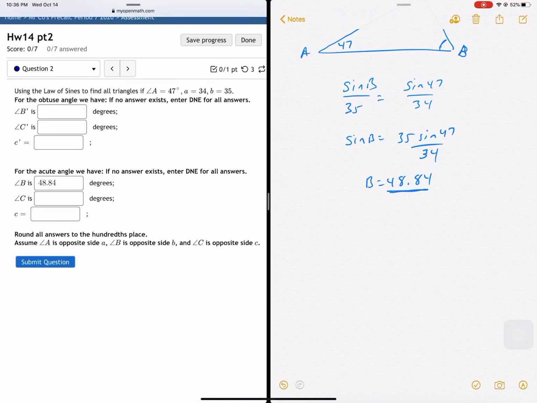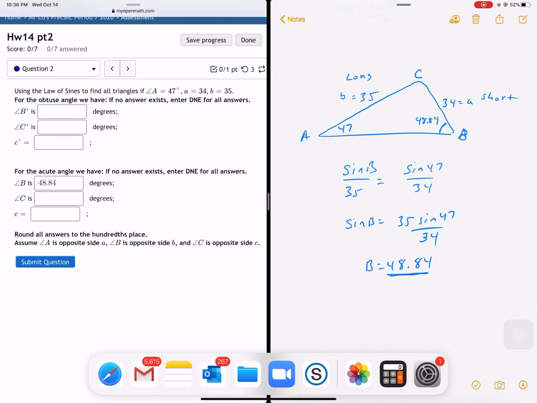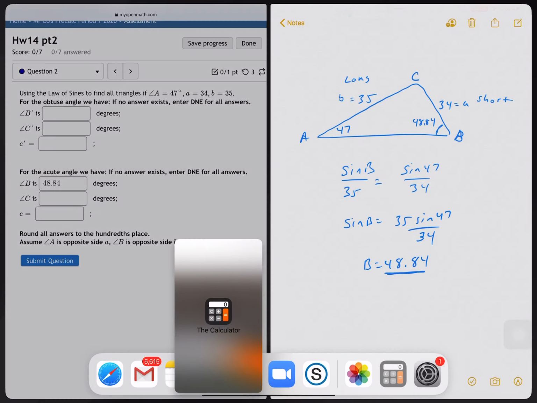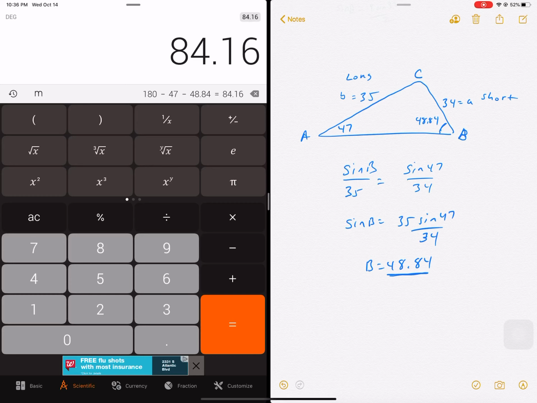Let's go ahead and follow up with finding the angle C, A, B, and that's C. We know two angles, we can always find the third angle. So we can use our calculator and subtract from 180. 180 minus 47 minus 48.84, and we're left with 84.16.